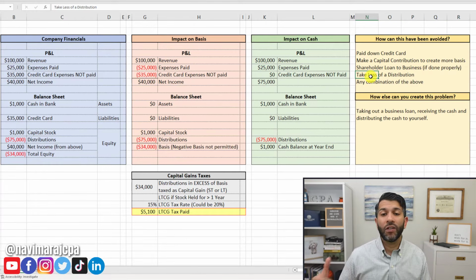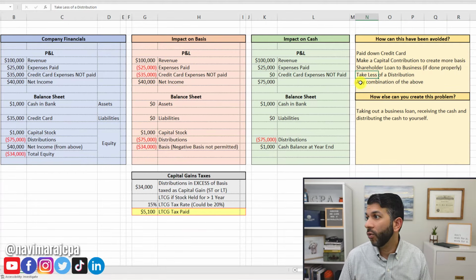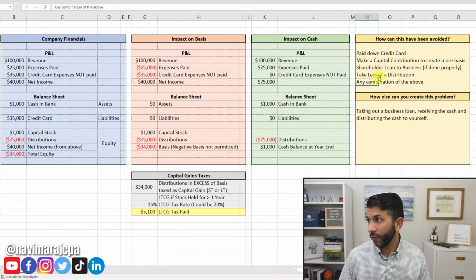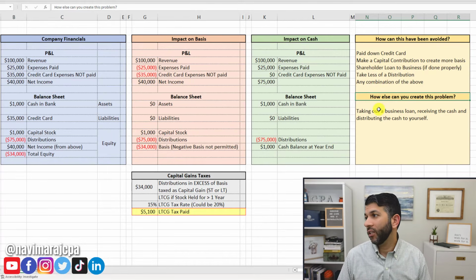You could have taken less of a distribution. All right, that could be another way. And then any combination of the above. You could have done any of these four things, a little bit of this, a little bit of that, and avoided this issue. How else can you create this problem?